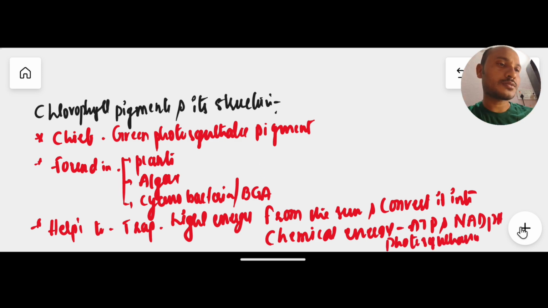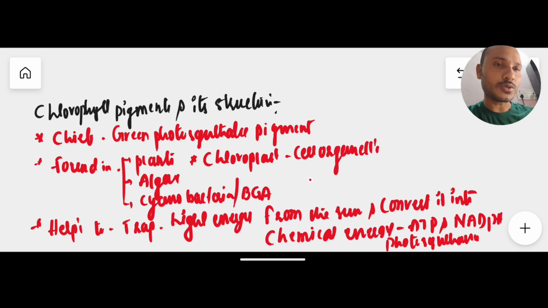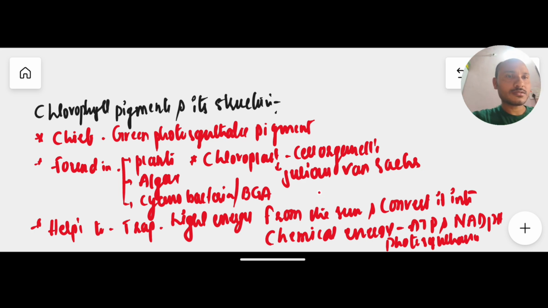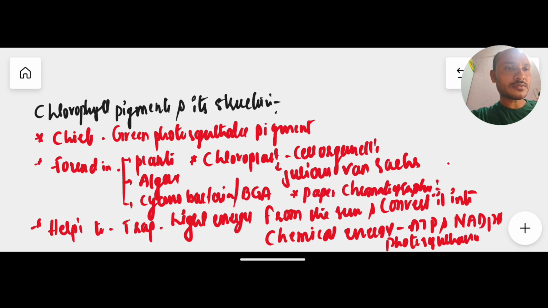So, the location of this pigment. Generally, chlorophyll pigment is located in a cell organelle, that is the chloroplast. It is a double membrane cell organelle in which chlorophyll pigment is located. The chloroplast and chlorophyll pigments were discovered together by a scientist called Julius von Sachs. Now, this chlorophyll pigment can be separated by using a method called the paper chromatography method. By using this method, we can separate chloroplast pigments including chlorophyll, carotenoid, and xanthophyll.